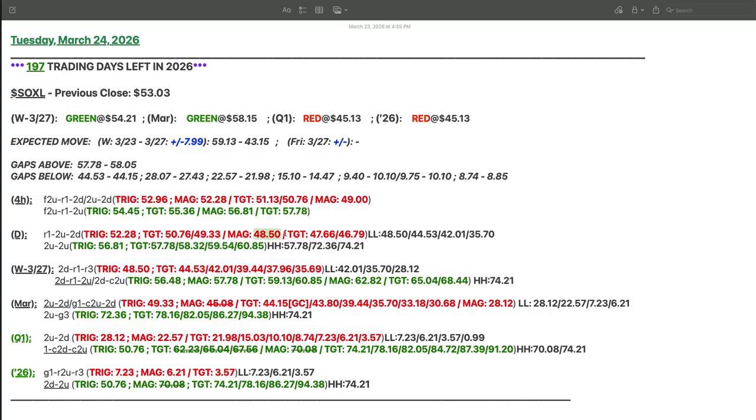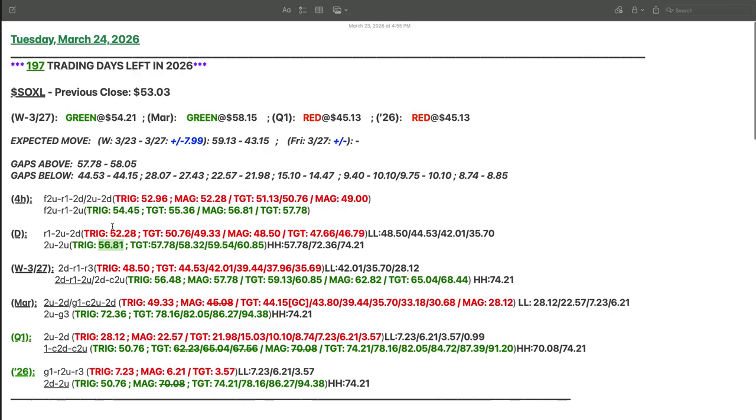If we do complete the strat and we've got more momentum, right, we've got some extended targets listed out there for you as well. To the upside on the day, if we go 2 up continuation, that triggers at 56.81. No magnitude there because it's not a reversal, so we just have extended targets listed out here for you.